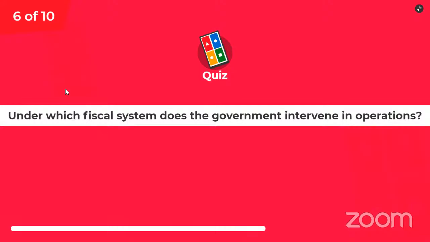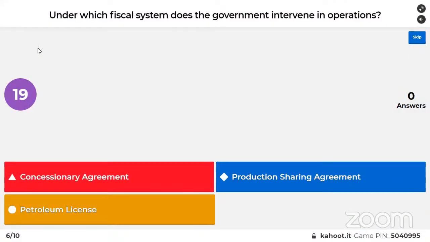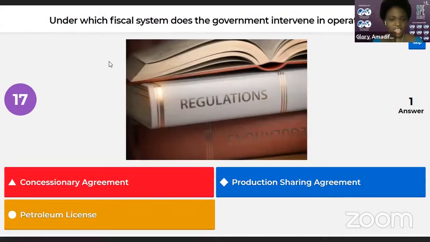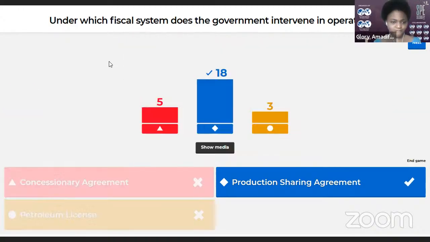Under which fiscal system does the government intervene in operations? Is it concessionary agreements, production sharing agreements, petroleum license? So it's production sharing agreement. Just 18% got that.